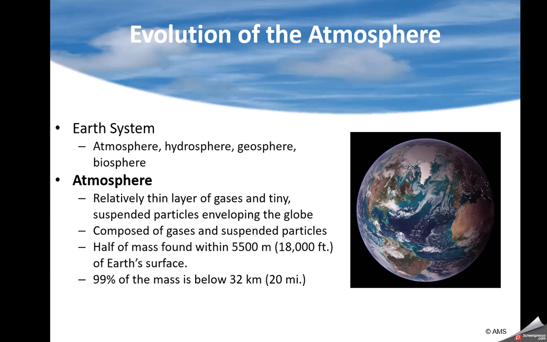And in our case, what we're going to look at is the atmosphere. And you think about it, the atmosphere is really thin. Almost half of its mass is below 18,000 feet. And as a matter of fact, 99% of it is below 20 miles. So if you were running a marathon, you could run to the top of the atmosphere during that race. Now, it tells you how tiny the atmosphere really is.